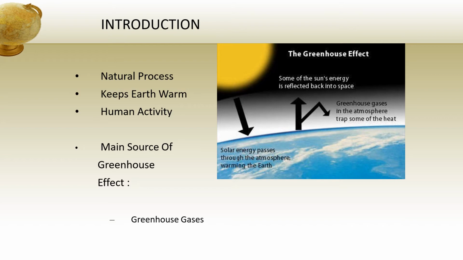You can see the diagram here. When the solar energy passes through the atmosphere, warming the earth, some of the sun's energy is reflected back into space, and some of that is there in greenhouse gases in the atmosphere. They trap some of the heat. So this is the effect which is shown in this diagram.